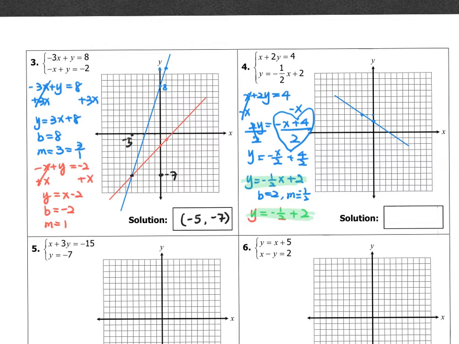In other words, I have a green line overlapping the blue line. And because they overlap with each other, they're exactly the same. So in this case, I have an infinite number of solutions.